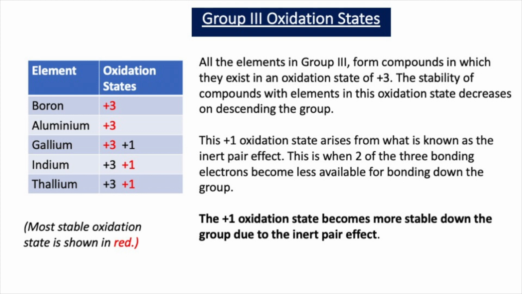So if we look at this table, we can see that boron is at the top of the group and has an oxidation state of +3 only. Aluminium also only has an oxidation state of +3. Gallium has an oxidation state of +3 and +1, but +3 is the most stable. Indium has an oxidation state of +3 and +1, but it's the +1 oxidation state that's more stable. And thallium, once again, has an oxidation state of +3 and +1, but it's the +1 oxidation state that is the most stable.